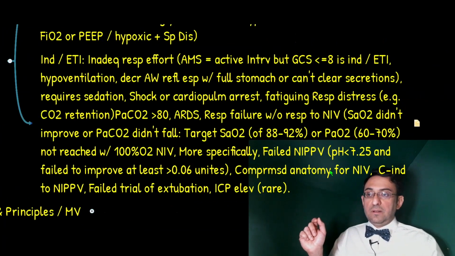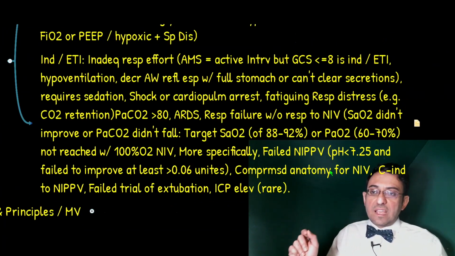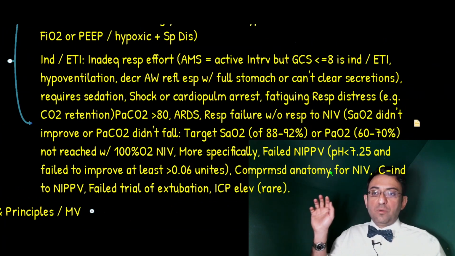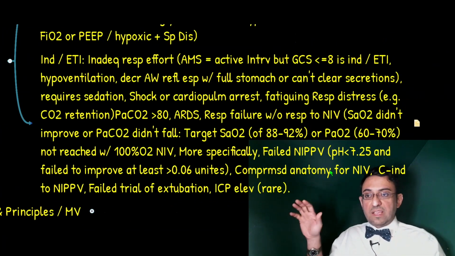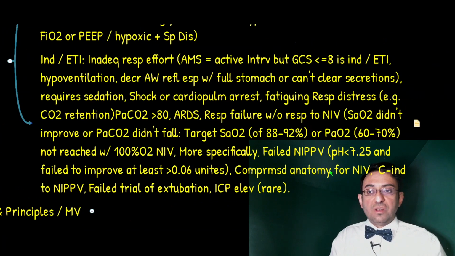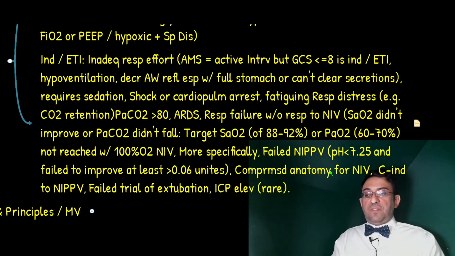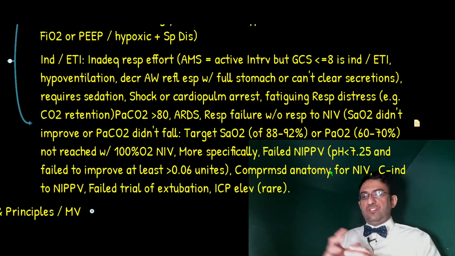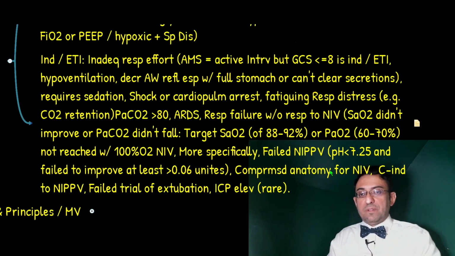Another example is a patient who has a contraindication for non-invasive ventilation. That's there are some anatomic abnormalities or other contraindications that make non-invasive ventilation the wrong choice. And finally, remember a failed trial of extubation. Now, this is a tricky situation and we will discuss it in a separate episode.